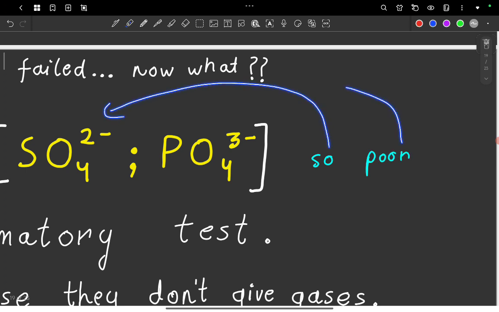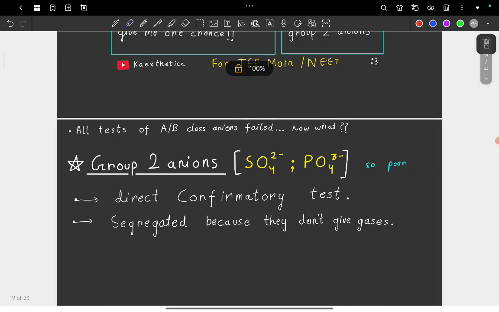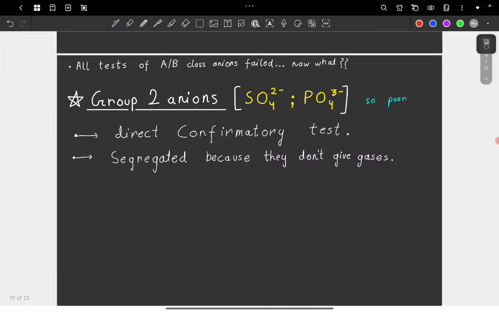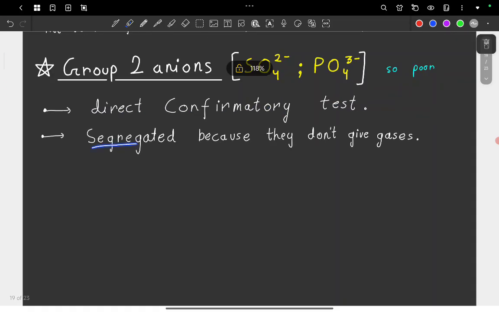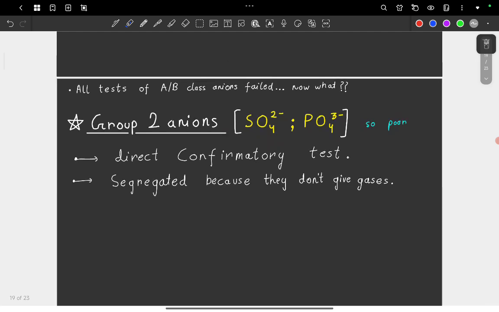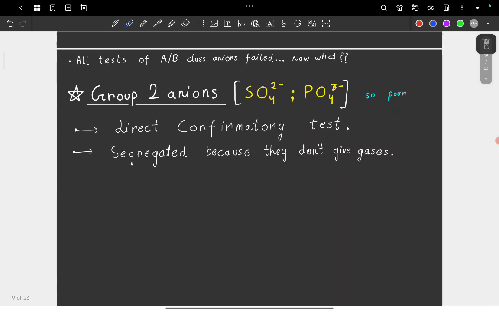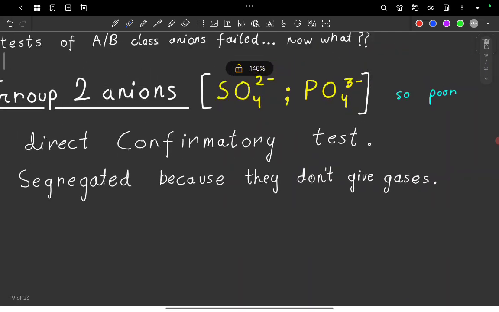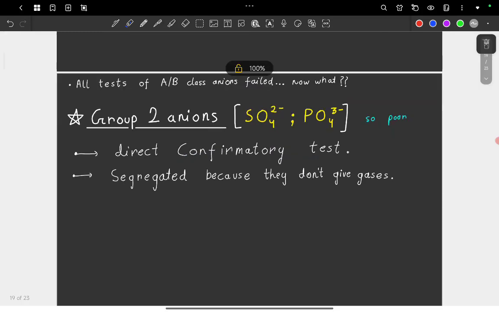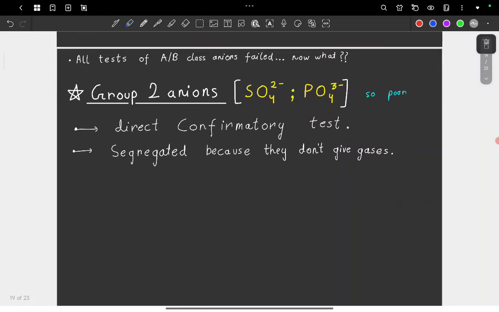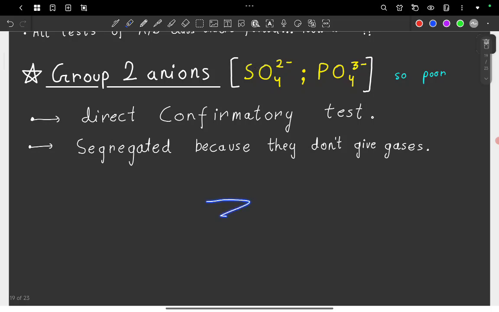Here's the trick. So sulfate per phosphate. Now, one special thing about these anions is that you have to do a direct confirmatory test for these, and they are segregated because they don't give gaseous products. You will see when we go to the tests. And the best part, there is no preliminary test. So this is the easiest category we are doing so far, and all you have to do is memorize three tests. And even for those tests, I will give you tricks.